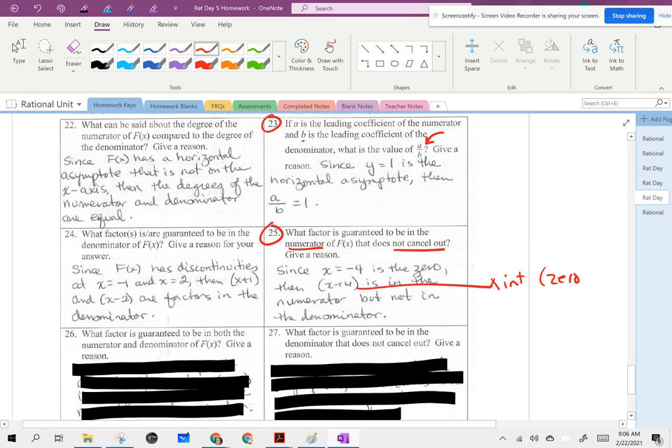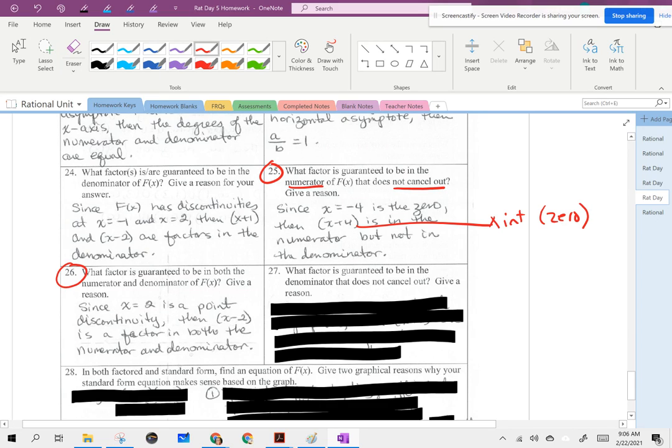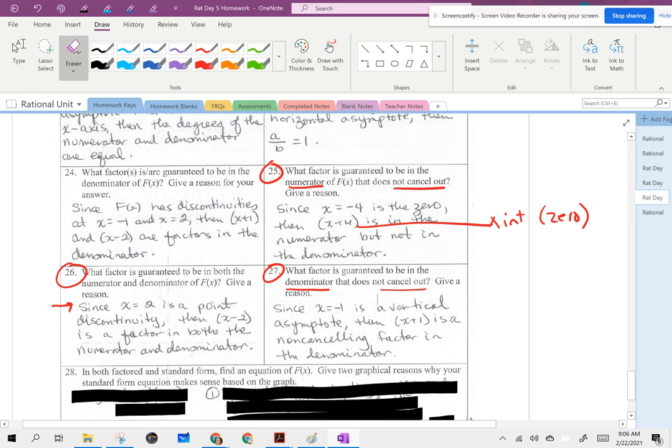It's the zero. Okay. Number 26, what factor is guaranteed to be in both the numerator and the denominator, and give a reason? Well, we know that holes appear in the numerator and the denominator. That's why they cancel out. So here's our explanation. Since x equals 2 is a point discontinuity, then x minus 2 is a factor in both the numerator and the denominator. Number 27, what factor is guaranteed to be in the denominator that does not cancel out? Give a reason. And so here we know that x equals -1 is the vertical asymptote. Then x plus 1 is a non-canceling factor in the denominator.